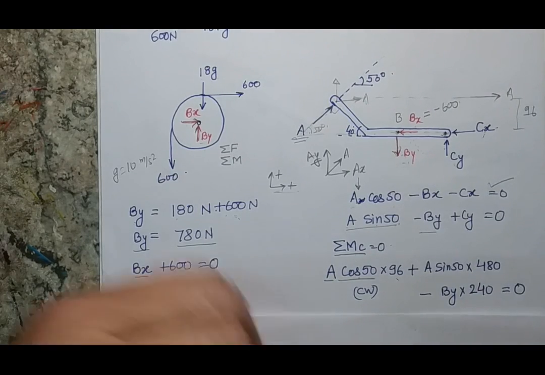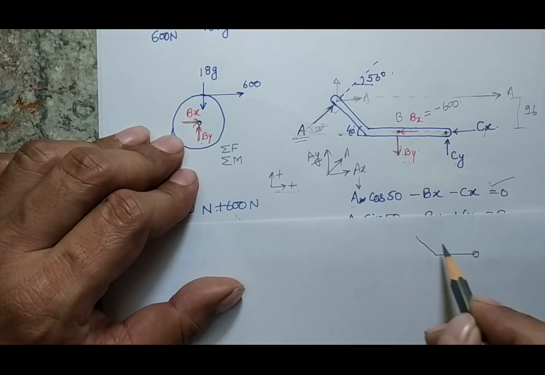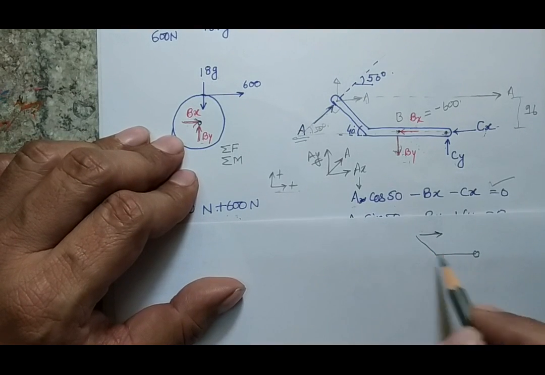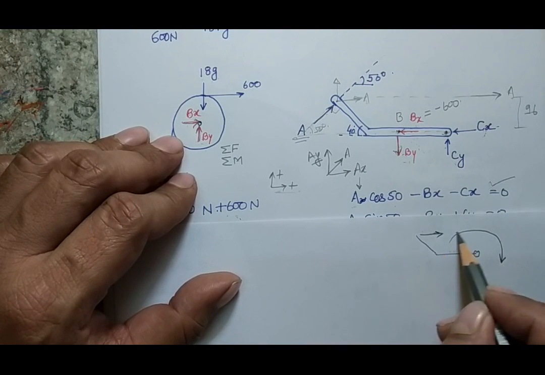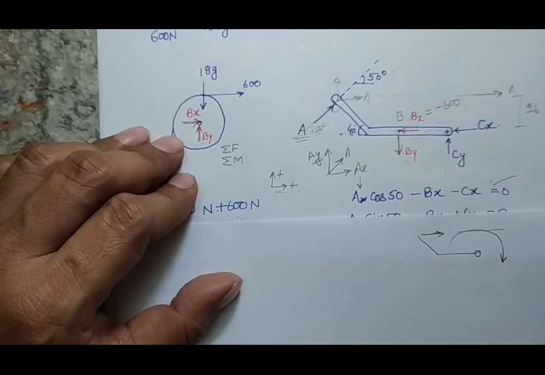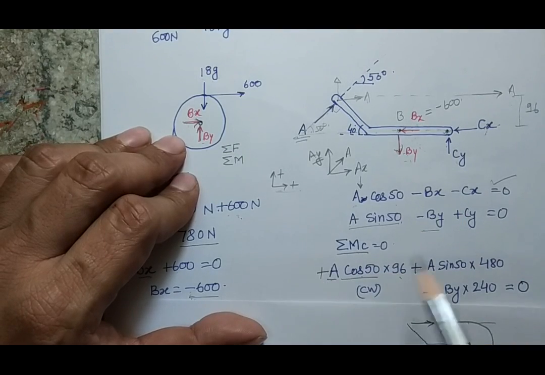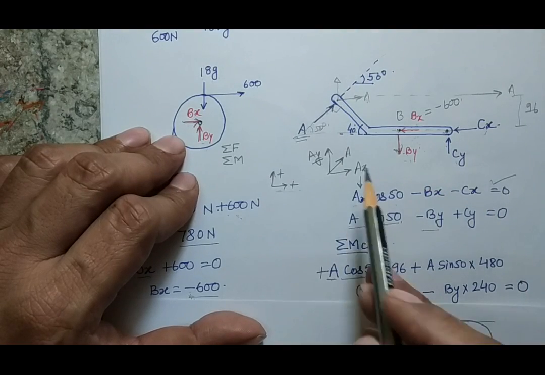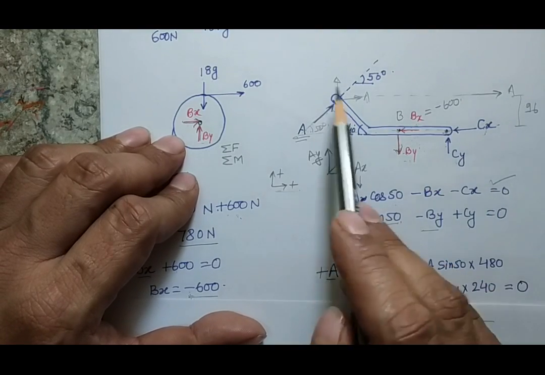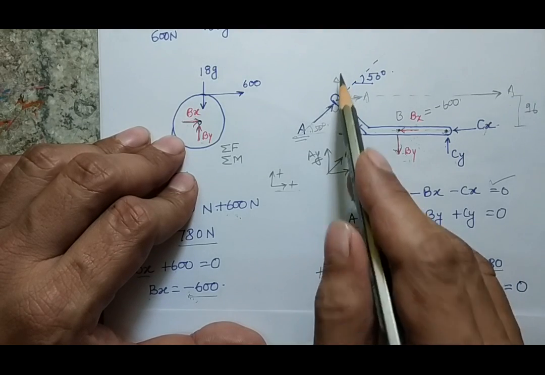Because I know that if I have a body like that and the body is pinned at this point, and if I apply a force here, the net effect of this force will try to rotate the body in the clockwise direction because the force is above the point of interest. So this moment of this force, which is A cos 50, will be positive. Now the vertical force, this is A sin 50, and the distance between A cos 50 and the point C is basically 250 plus 250, so this is 480, and the effect of this is also clockwise because the force is acting in the upward direction.